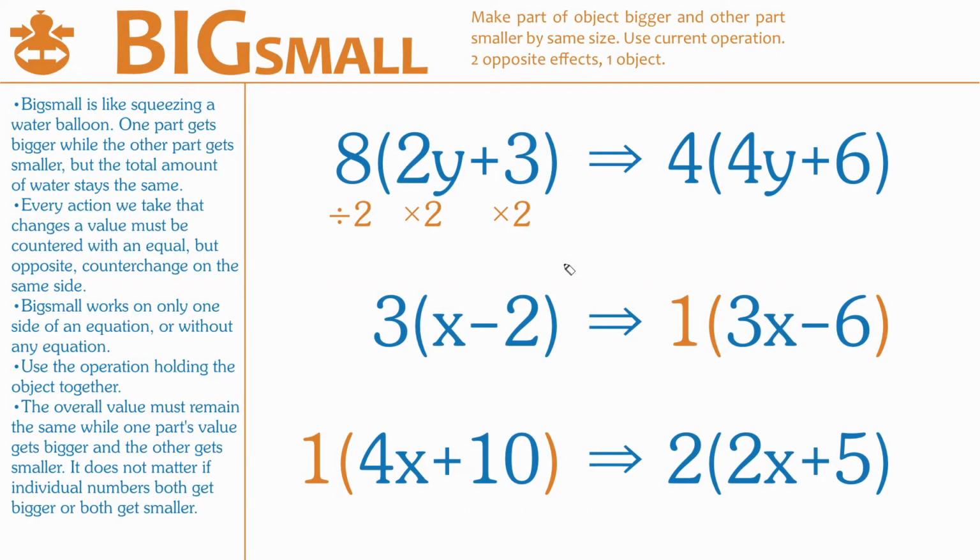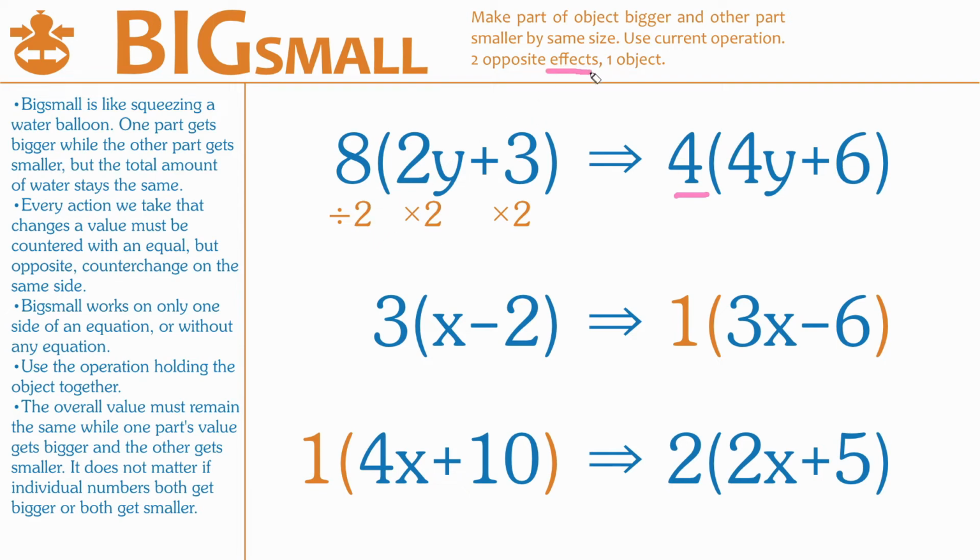Let's look at some polynomials now. And what we will notice is the parentheses. We have an outside 8 and we have an inside 2y plus 3. So if I want to make my outside smaller, I have to use multiplying or dividing because it is 8 times parentheses. So I make it smaller by dividing. 8 divided by 2 is 4. But I can't stop there. The outside got 2 times smaller, so the inside has to get 2 times bigger. And there are 2 terms in here, so they both have to get 2 times bigger.